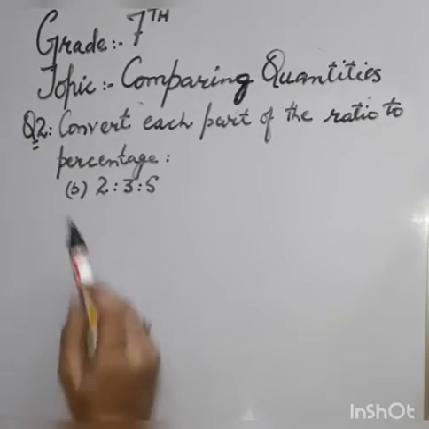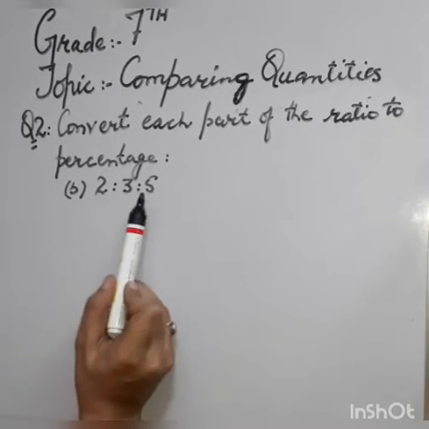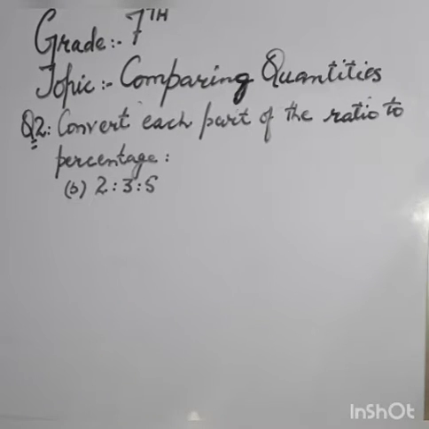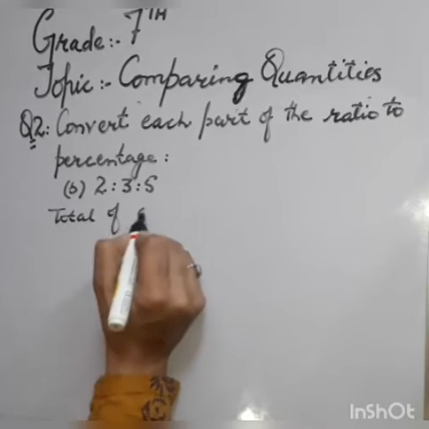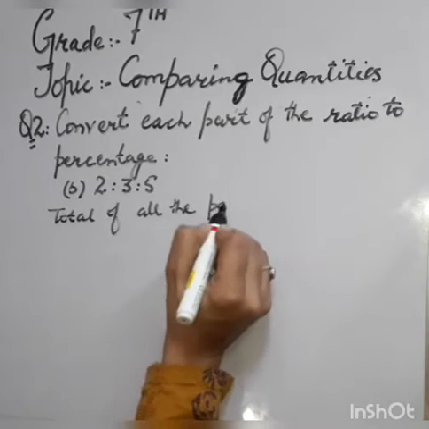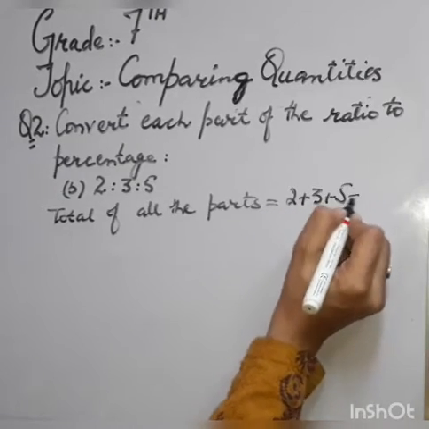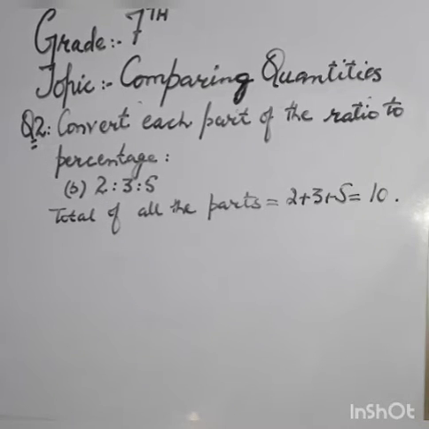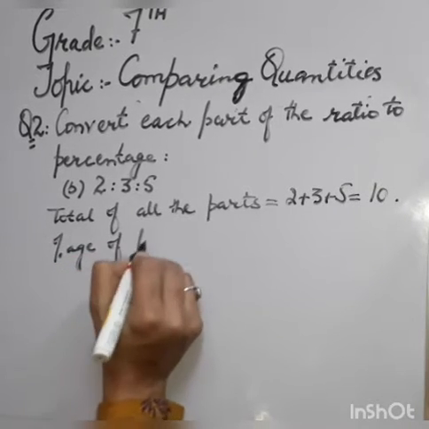Now students, question number 2 here is convert each part of the ratio to percentage. So here we have a ratio and we have to convert each of the parts of this ratio into percentage. See, the total of all the parts is equal to 2 plus 3 plus 5, which is equal to 10. So the total is 10. Now we have to find out percentage of each part. So I'll write percentage of first part.